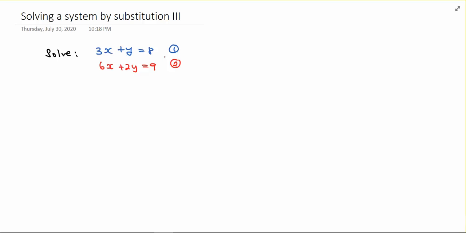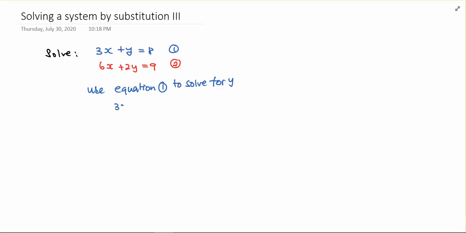So again, we have to solve one of those equations for one of the letters. So let's see. It's pretty easy to solve that first one for y. The second one does not have any good options to solve for, because I'd either have to divide by 6 or by 2, and neither of those numbers divide the other numbers cleanly. So I'm going to use equation 1 to solve for y.